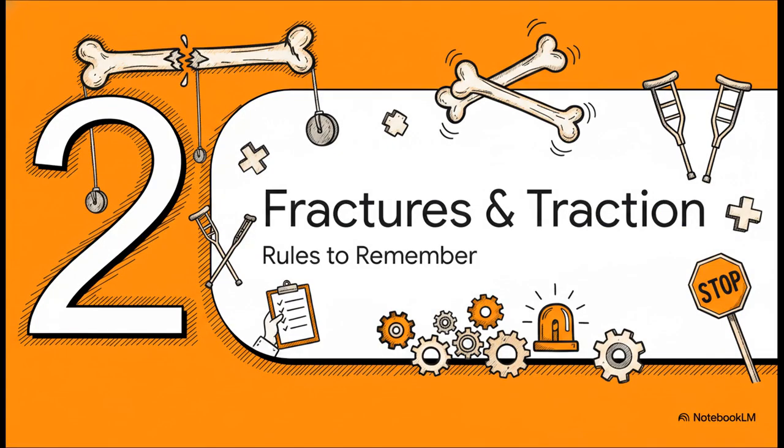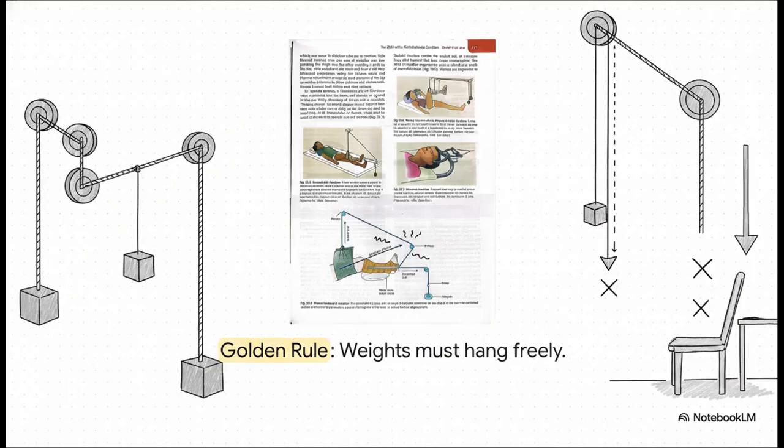Section 2. Fractures and traction rules. Time to switch over to our caregiver hat. Sometimes mechanical help is needed to align bones, right? That's where traction comes in, using pulleys and ropes to apply combined forces. Now listen closely, because here is your cardinal, totally non-negotiable NCLEX safety alert. The weights must hang freely. Period. They are there to provide continuous countertraction.